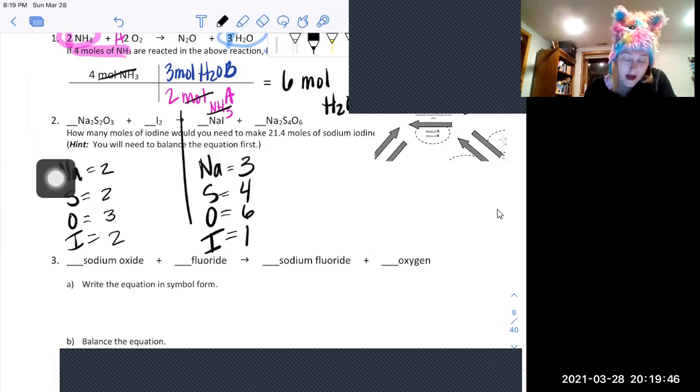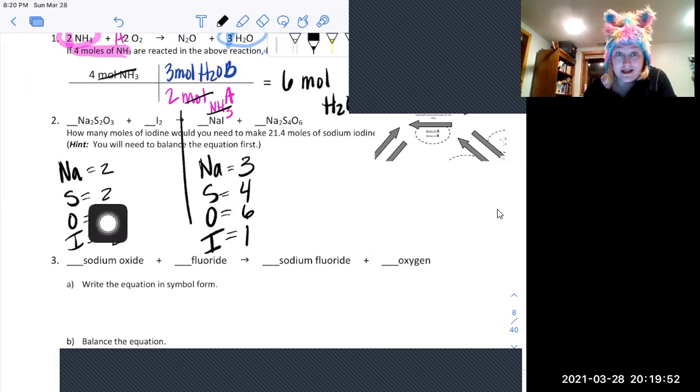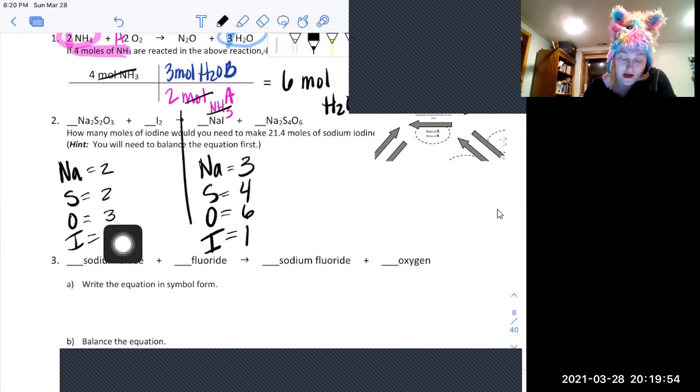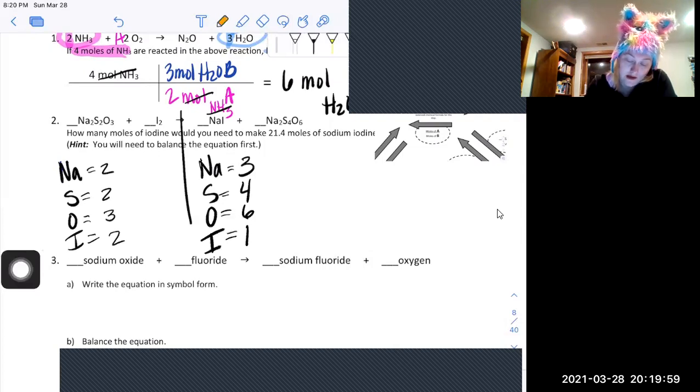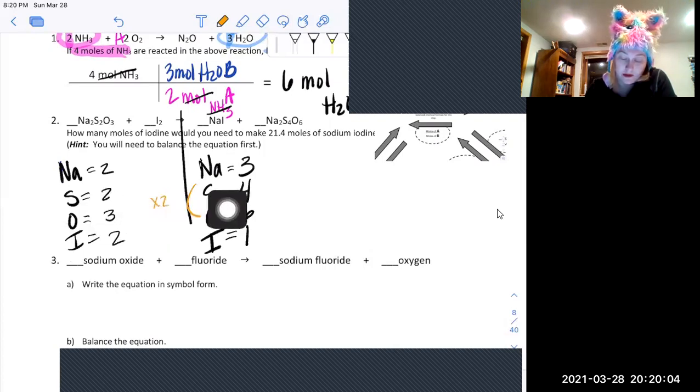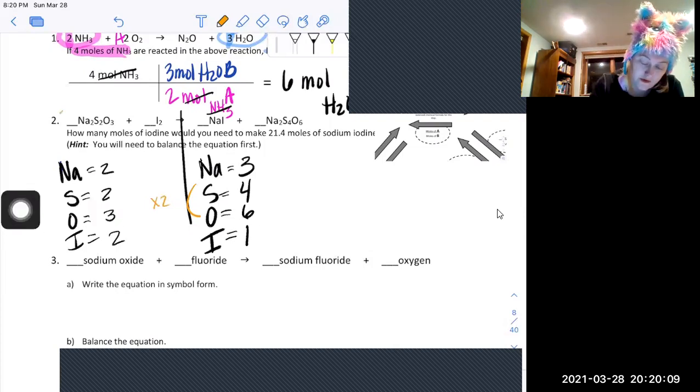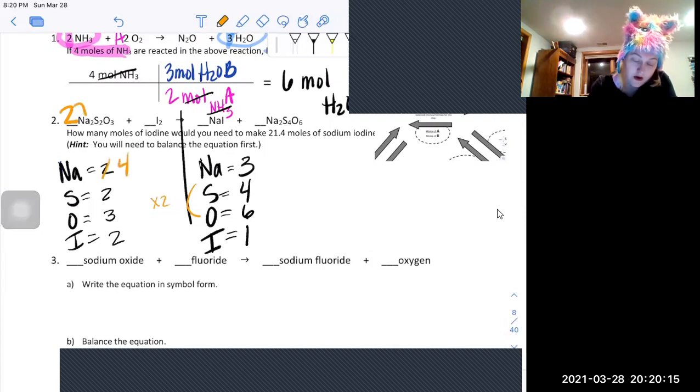But here's what I notice. I notice a 4 and 2. I can get this S to a 4 really easy. And I can get this O to a 6 really easy because both of these are multiples of 2. Like if I were to multiply 2 times 2, I would get 4, and 3 times 2, I would get 6. So let's try to increase this side by a 2. So if I put a 2 there, that 2 is going to make my Na now 4, my S's now 4, and my O's now 6.